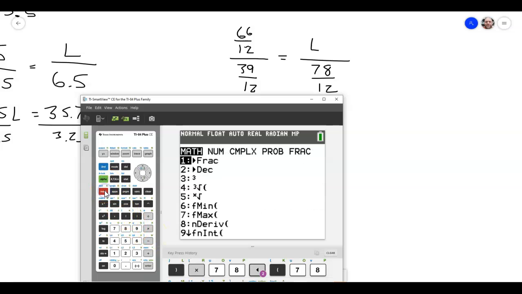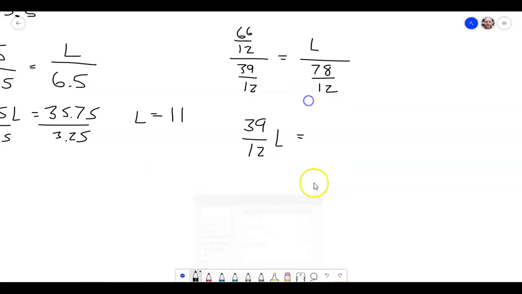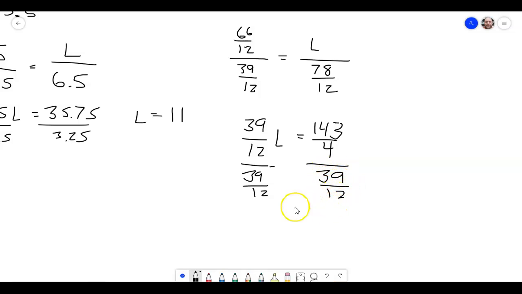And I'm going to get 35.75. If I want to convert that to a fraction, you can do that as well. If you have the TI-30XS multi-view, to convert it to the fraction, you're just going to hit the little double arrow key on the bottom right. So that's 143 over 4. So this is equal to 143 divided by 4. And then the last thing that we're going to do is we're going to divide each side by the 39 over 12.